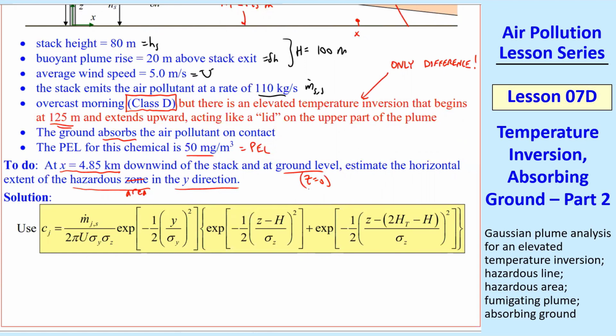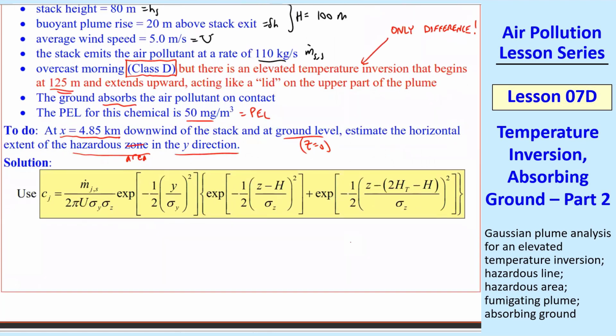So how do we solve this? Well, we've done this several times now, so this is getting to be old hat. First, we set Cj equal to PEL here, because we want to find the location y. This is our unknown. We want to find y where Cj is equal to PEL. That'll be the outline of our hazardous area. Then we solve for y. And we know everything else. We know HT, H, we know that we can calculate the sigmas at a given X, so we're given an X. We know everything here except Y, and you solve for Y.